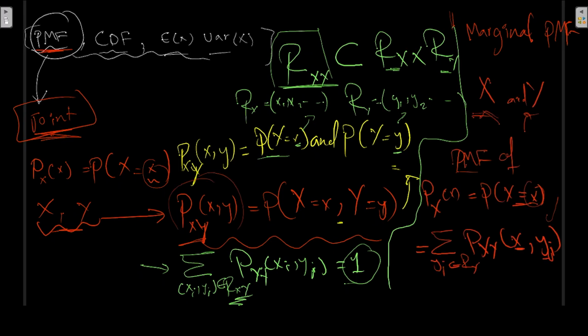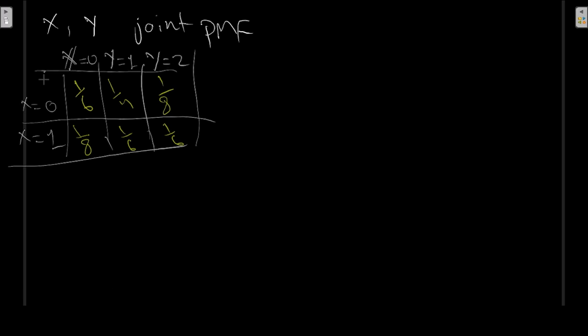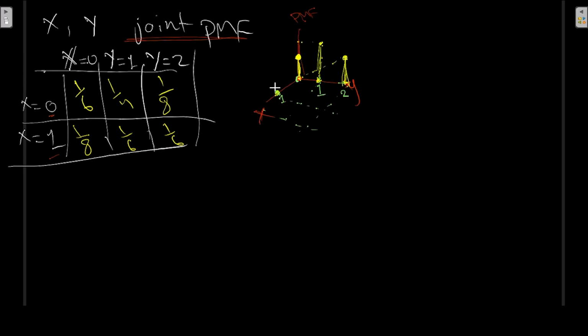Let's take an example here and try to put this information all together. Now consider two random variables, let's call them x and y, with a joint probability mass function as given in this table. I would like to graphically represent this information. This is a graphical representation of that.